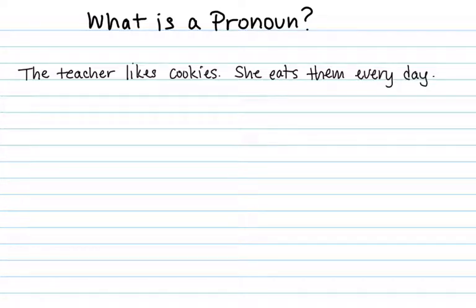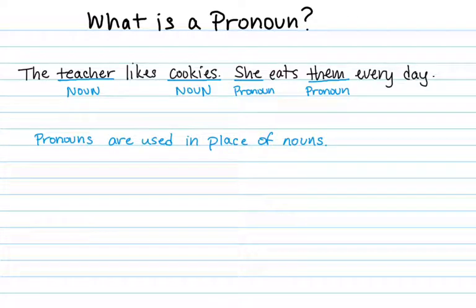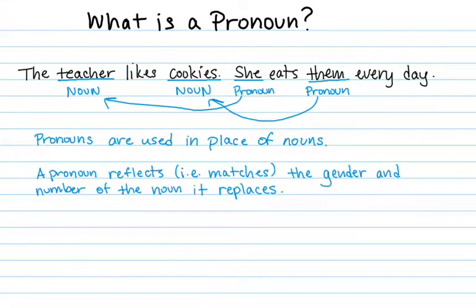In the first sentence, teacher and cookies are both nouns. In the second sentence, she and them are pronouns. Pronouns are used in place of nouns. So she is used in place of teacher, and them is used in place of cookies. A pronoun reflects, and by that I mean matches, the gender and number of the noun that it replaces.